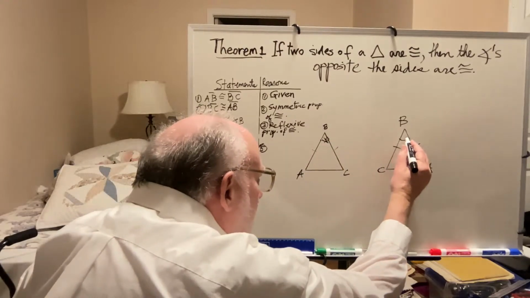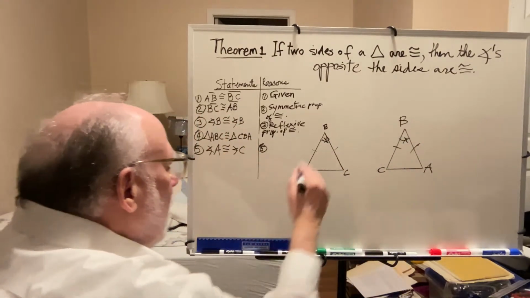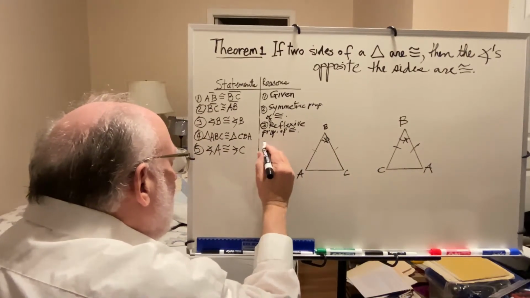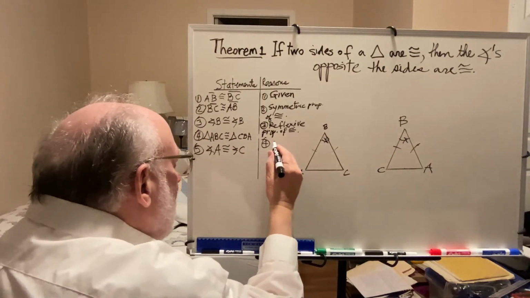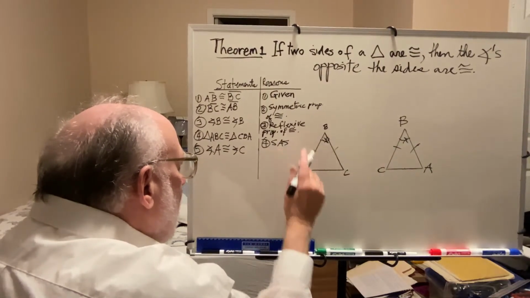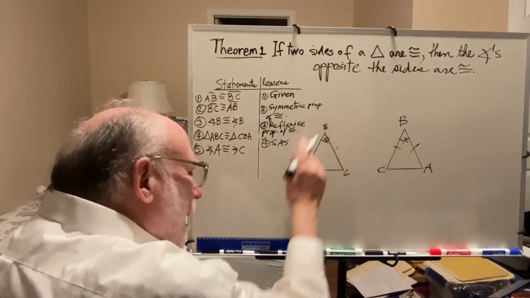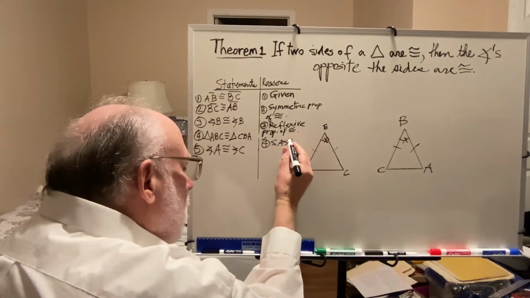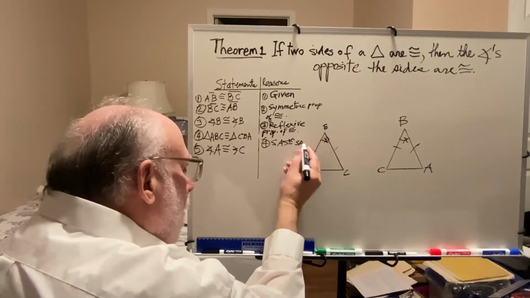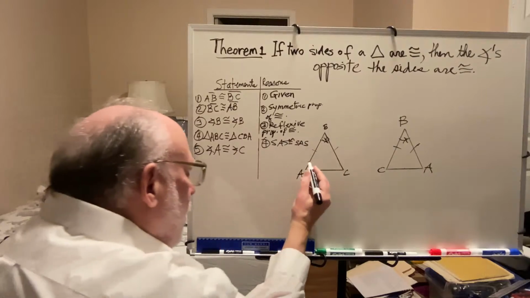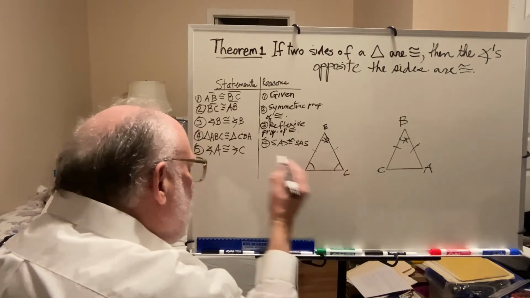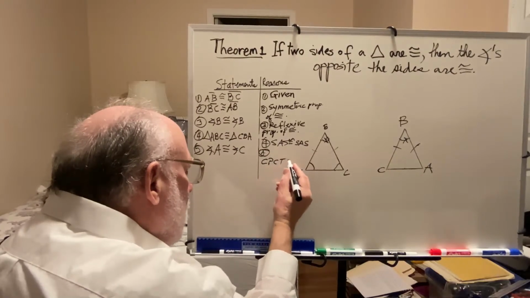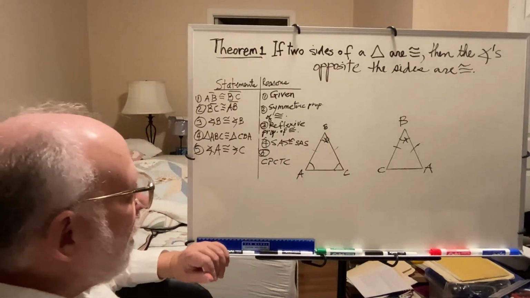Now, I have that triangle ABC is congruent to triangle CBA. That's by SAS. ABC is congruent to CBA by SAS. And now angle A is congruent to angle C. That would be CPCTC, corresponding parts of congruent triangles are congruent.